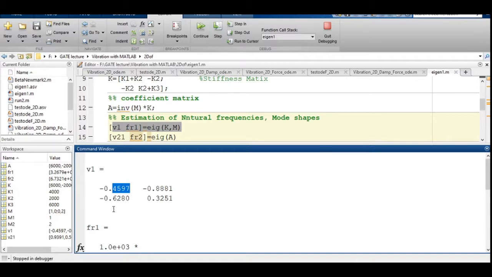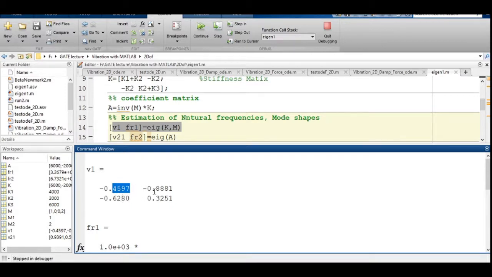That means when the system vibrates with the first natural frequency, the ratio of the first and second mass is defined this way. Please remember, the mode shape will never give you the absolute displacement value. To get the displacement, we have to solve the problem using the response philosophy. What does the mode shape tell you? The mode shape gives you the relative displacement. So in that way, this is also correct, or if I normalize it, that will also be correct.